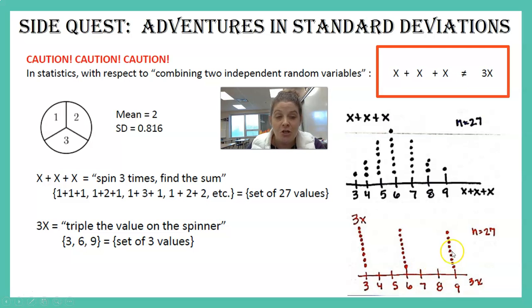On average, there's a ton of numbers at 3 and 9, which are very different from the mean of 6. Whereas up here, you have several numbers that are close to the mean of 6. Okay, so we would expect that the standard deviation of this one down at the bottom, the standard deviation of 3x, is not going to be the same as the standard deviation of x plus x plus x. Okay, this one looks like it's going to be larger due to that.